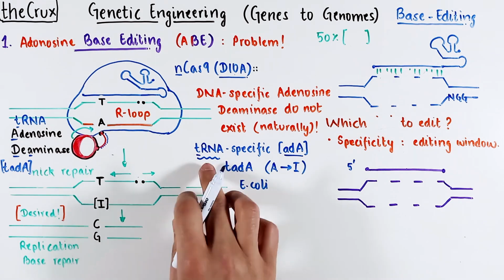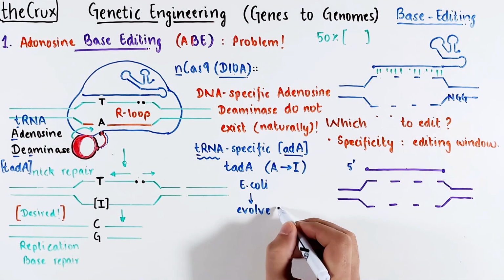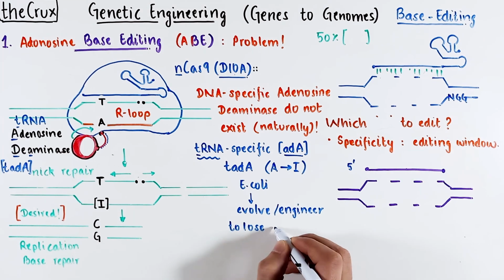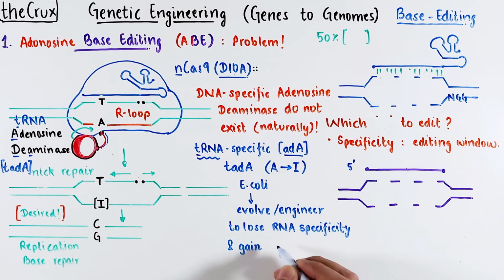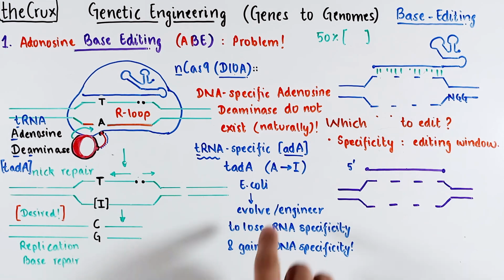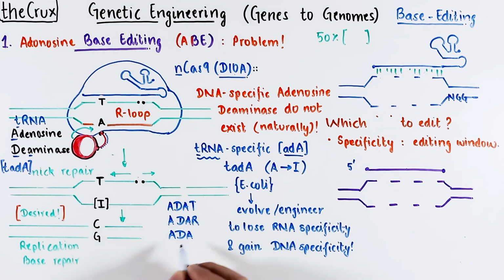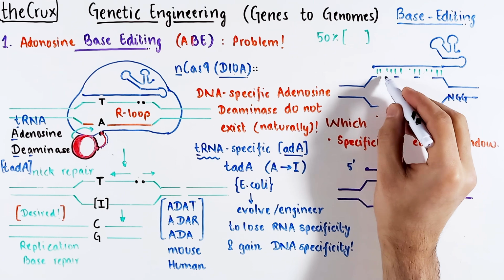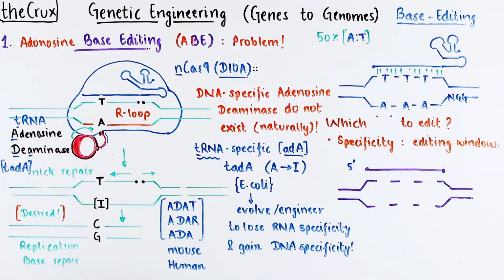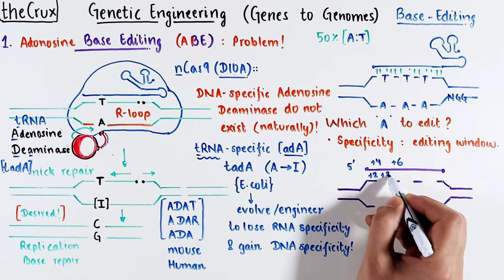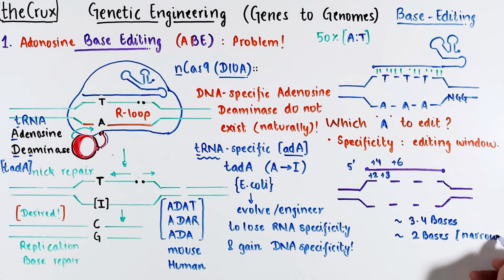But before we can use this, researchers evolved and engineered the RNA-specific enzyme to lose its RNA specificity and gain DNA specificity, and that engineered version is what gets used today. There are many alternative RNA-specific enzymes that people have evolved and engineered, but TAD-A is most widely used. And if we ask the same question about editing windows for adenosine editors, the same logic will hold true. In the first few iterations, the editing window for ABEs was between 3 to 4 bases, but in more recent versions, it is quite close to a single base resolution.